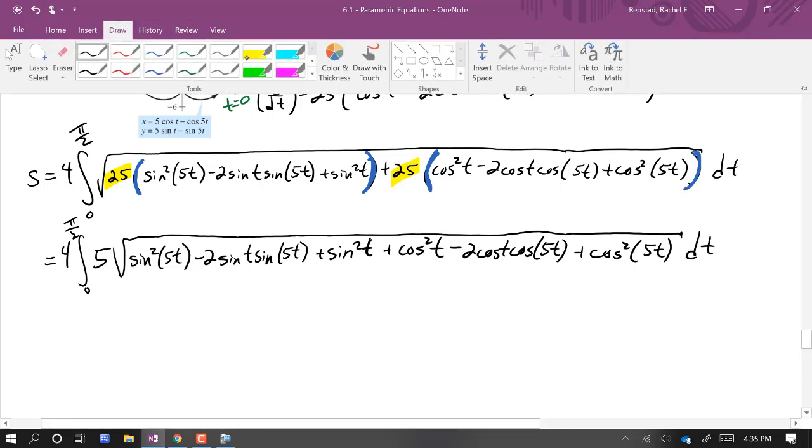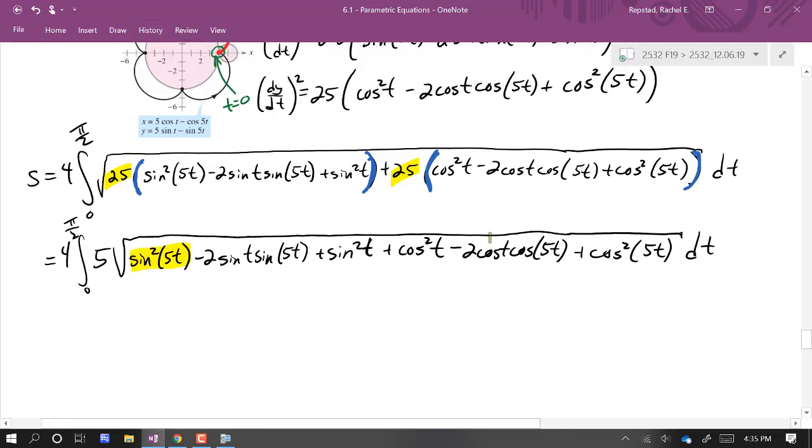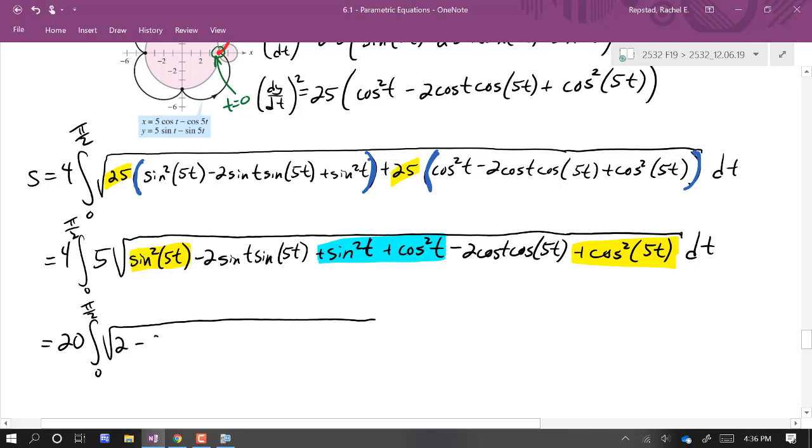So specifically, what happens if we look at these guys? That's 1, yep. And what about if we look at these guys? That's 1, yep. So I'm going to yank that 5 outside, so I'll have a factor of 20 times the integral 0 to pi over 2. Now I have, of course, 1 and 1 is 2, so we have 2 minus 2 sine t, sine 5t, minus 2 cosine t, cosine 5t.